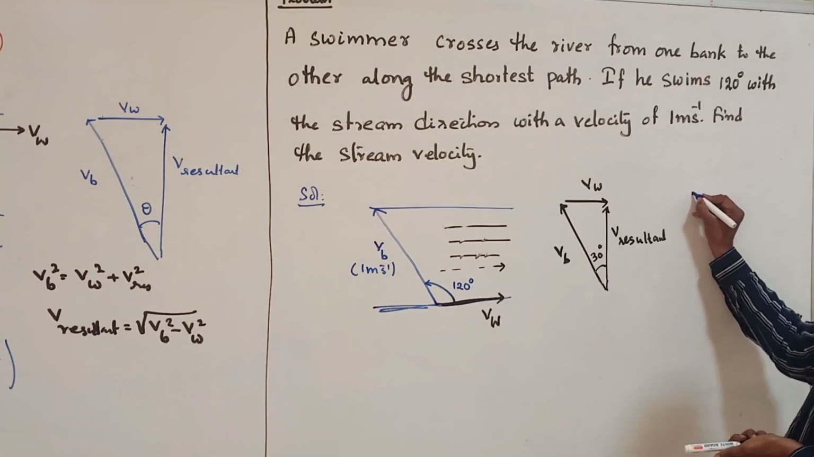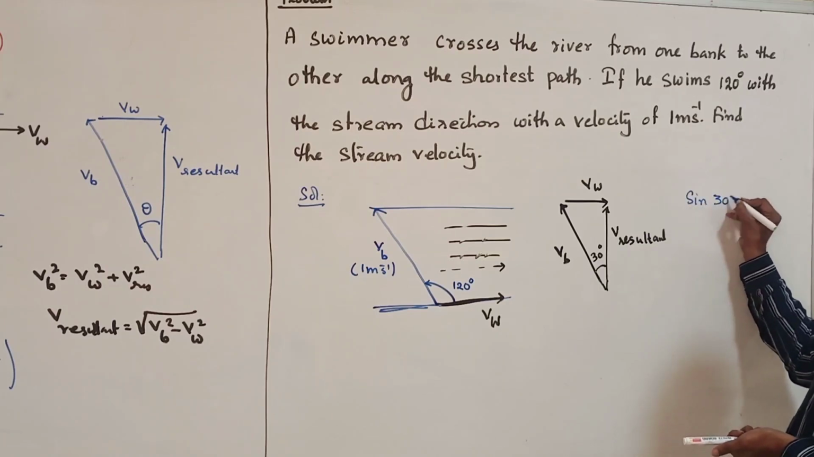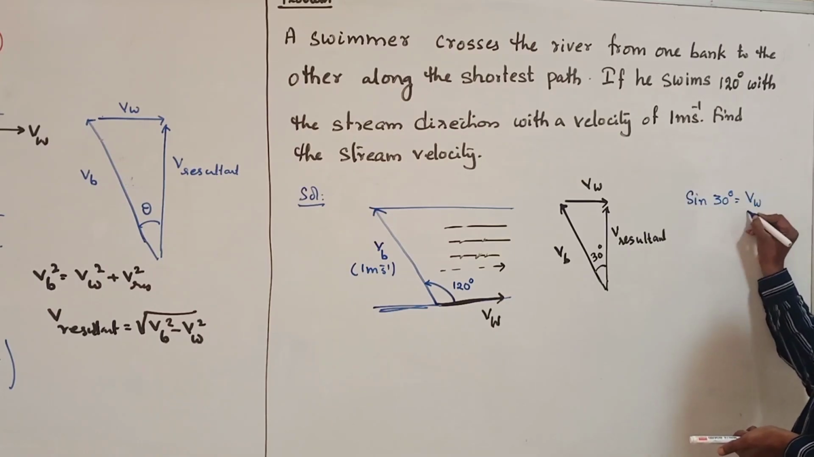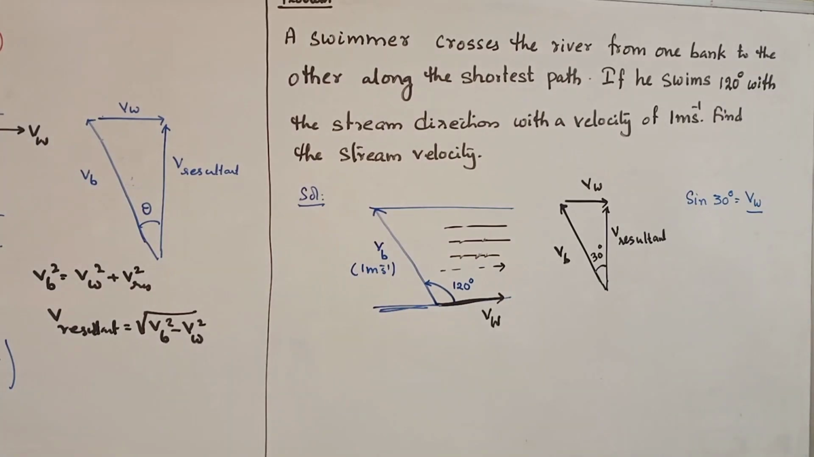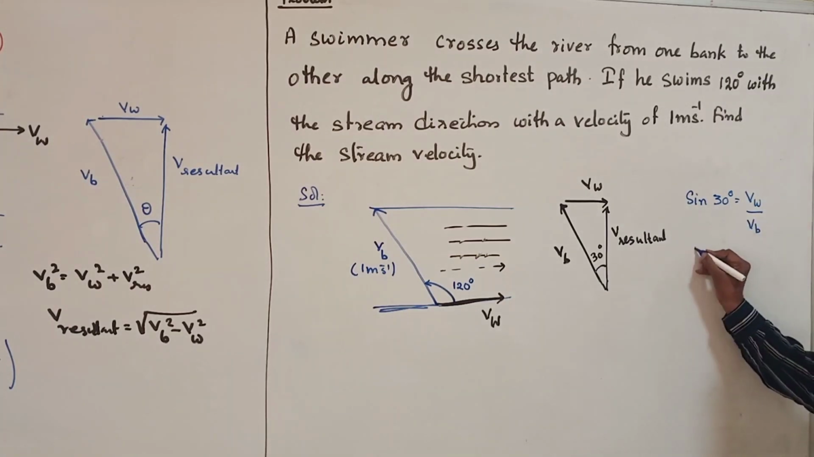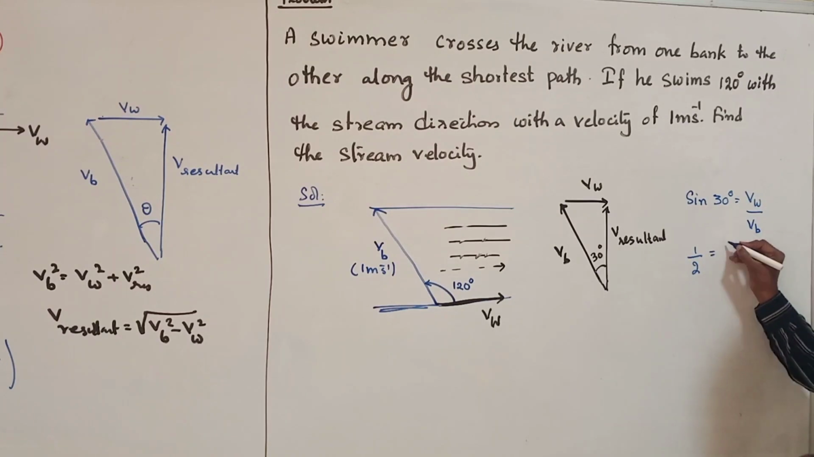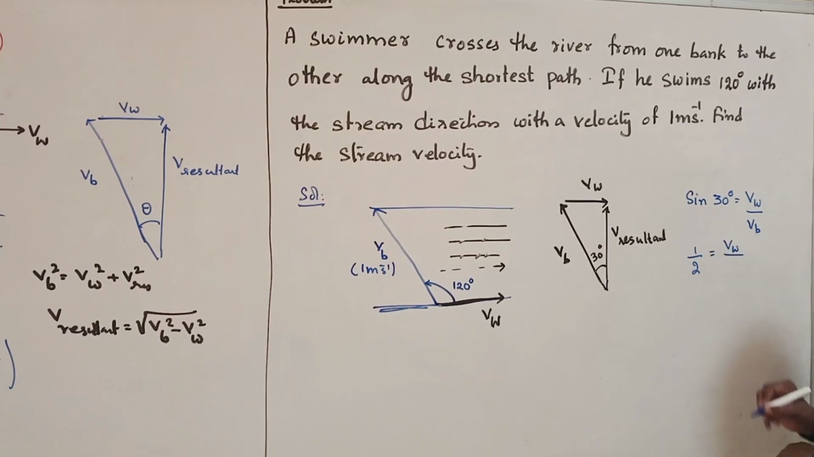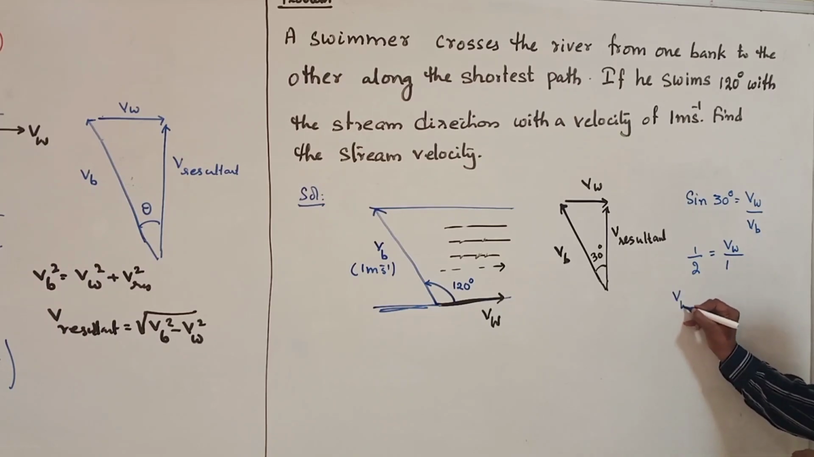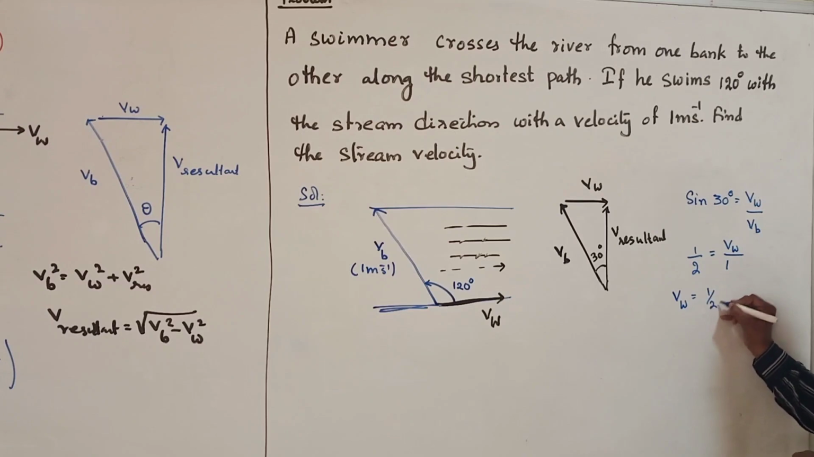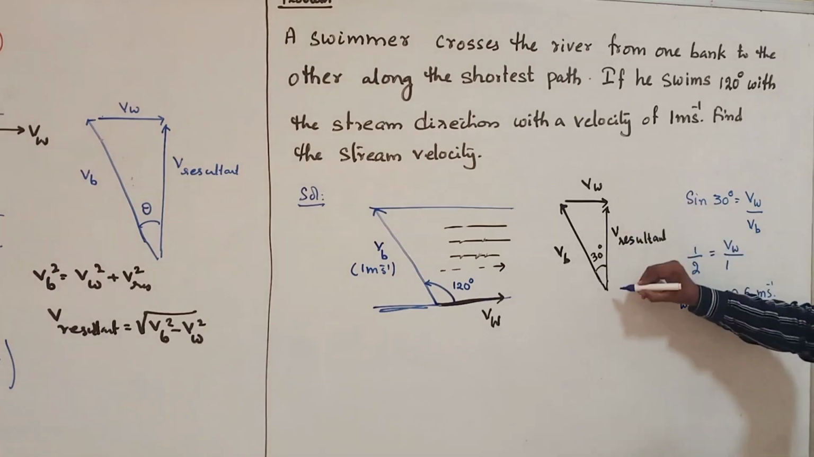Now simple analysis: sin 30 degrees is equal to the opposite side VW by VB. Sin 30 is 1 by 2, we don't know VW, the water speed, and VB is 1 meter per second, then VW is equal to 1 by 2, which is 0.5 meter per second. This is the stream velocity or water velocity. This is called the shortest path.